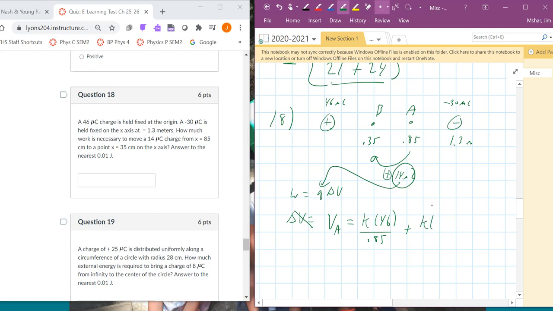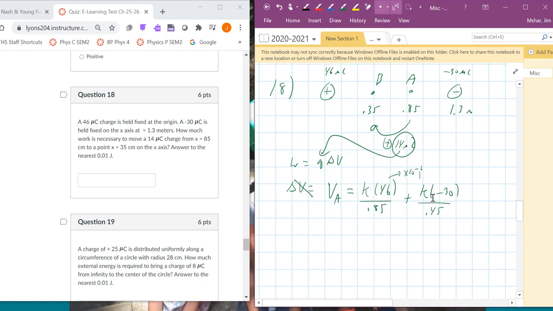Plus, we got k times negative 30. And yes, you need a negative there. These are scalars. How far is it from that charge to A? Well, 1.3 minus 0.85 is 0.45. Okay, so you would get a voltage there. Now, again, these are both times 10 to the negative 6. Don't forget that. So you'd get a voltage there.